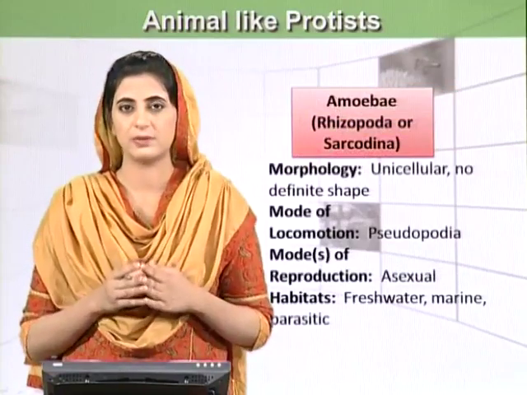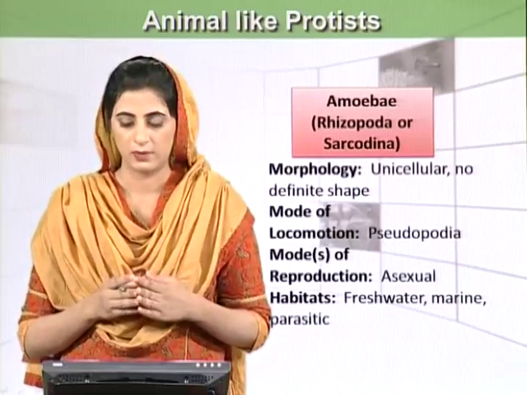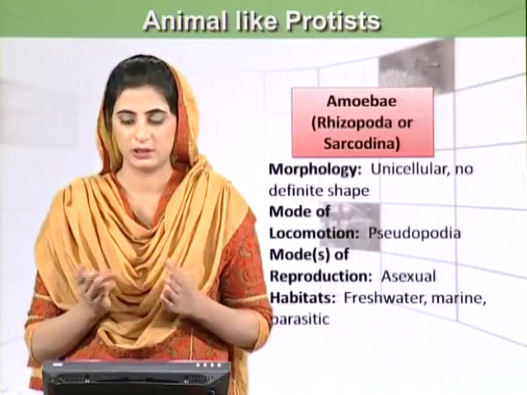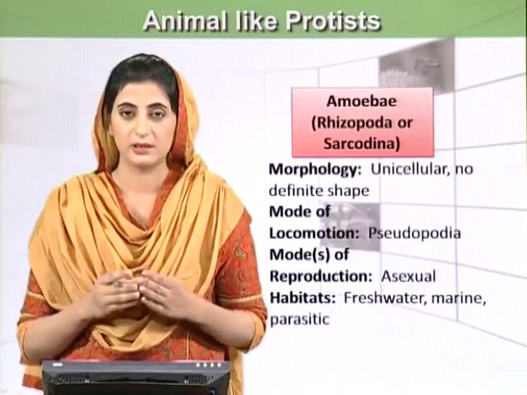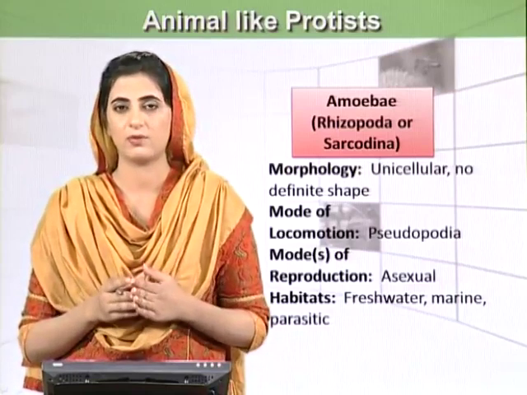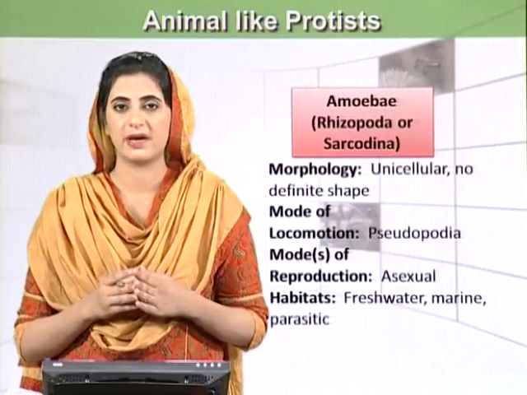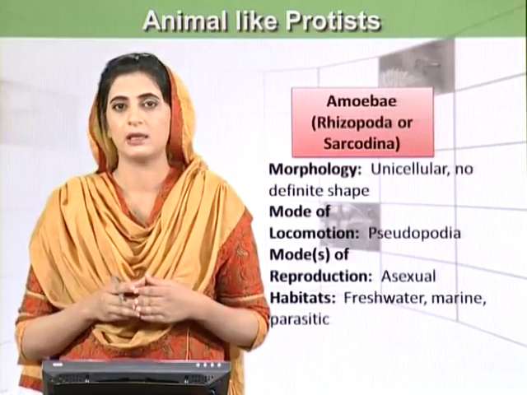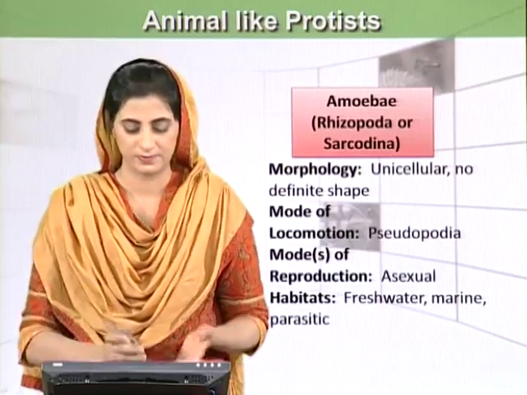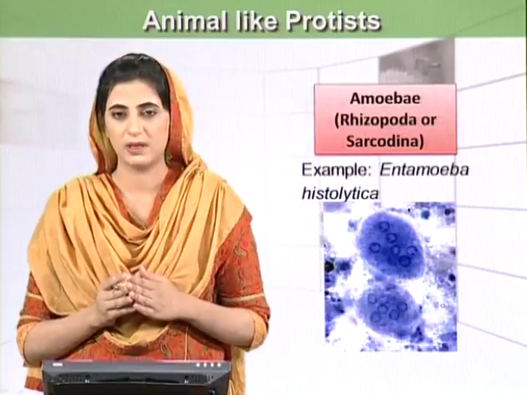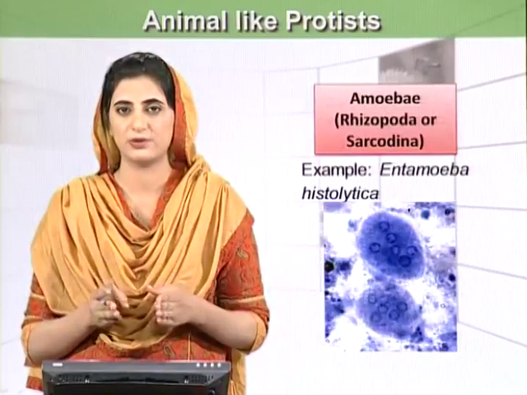Talking about the first category, which is amoeba, it is also called rhizopoda or sarcodina. Morphology: they are unicellular and don't have any definite shape. They move with the help of pseudopodia, which are finger-like projections, and they reproduce by asexual means only. They are marine, freshwater or parasitic in habitat. An example of amoeba is Entamoeba histolytica, which is a parasite and causes dysentery in humans.